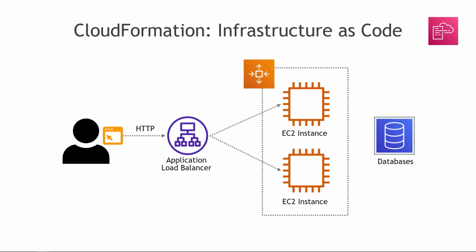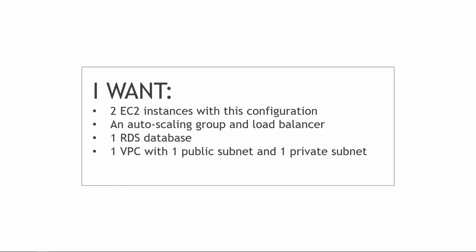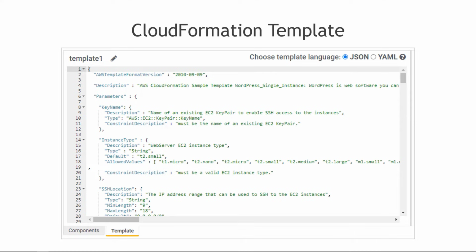Some companies have hundreds or thousands of infrastructure resources they need to spin up, and dozens or hundreds of people doing that work at any given time. Wouldn't it be easier to say, I want, and then define the resources and configuration that you need? Two EC2 instances, an auto-scaling group, a load balancer, an RDS database, one VPC with one public subnet and one private subnet. And then all those things are just automatically built. Well, that's basically what you get with CloudFormation.